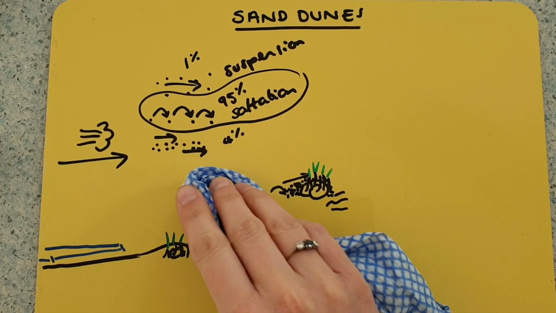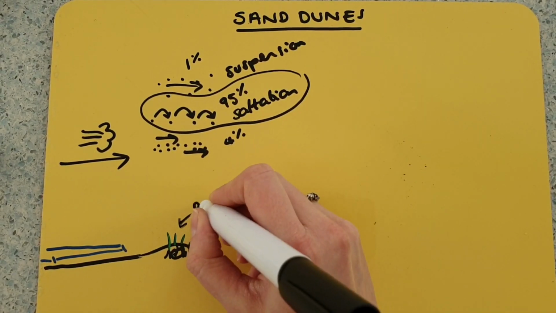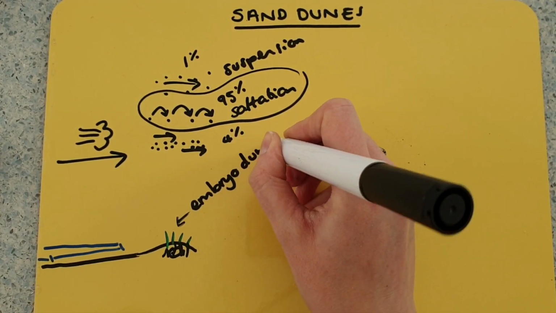So we've got our embryo dune. Let's just get rid of that, and then we can label it. Again, you'll need to know the names of these. Embryo dune. There we go.